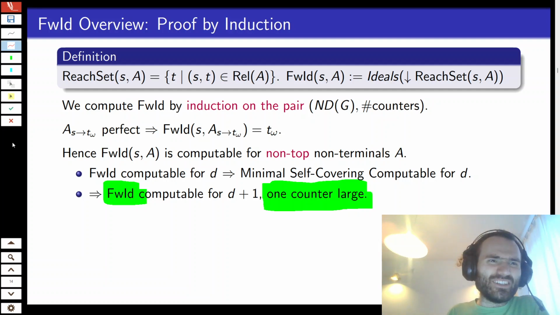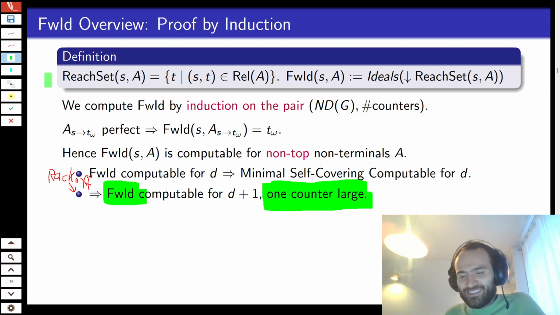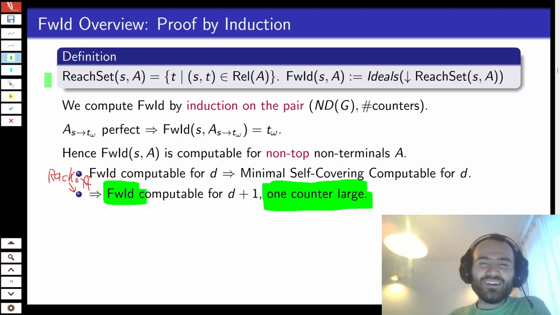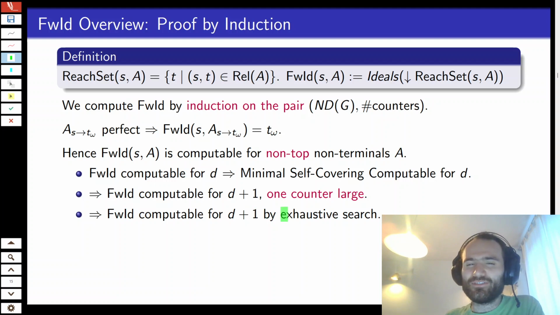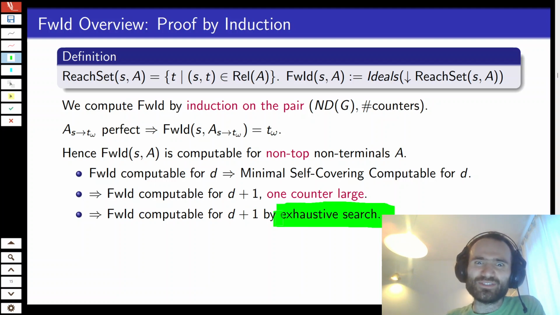And the idea for this is some kind of Rackoff. If you want to compare this to normal VASS, it would be some kind of Rackoff step. A large counter can essentially be ignored. And then, assuming that it's computed for large, you probably guessed it, now we're going to compute it for arbitrary configurations by just using some kind of exhaustive search argument. So this is essentially the 3 steps we need to do.